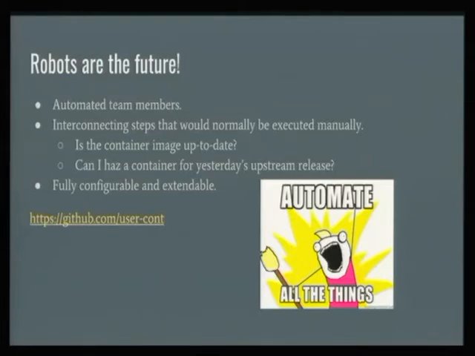So we would like to treat these robots as regular team members. So they would have the same rights as we have. They would have, for example, the commit rights to repositories. They would have the same permissions as we have. Only they would be doing all the tedious and mundane work that we would be doing otherwise manually. And they would also have real names.